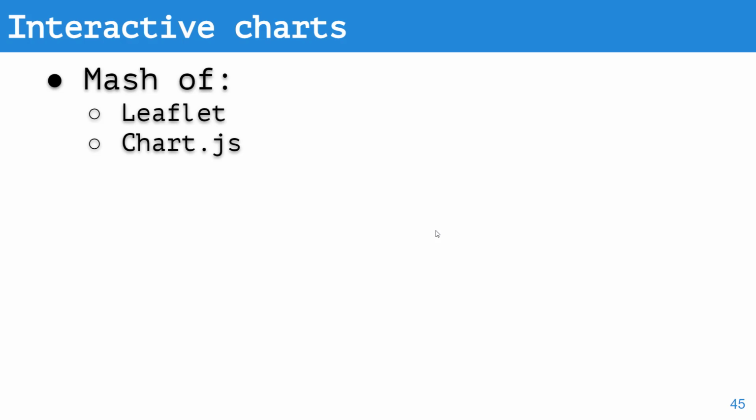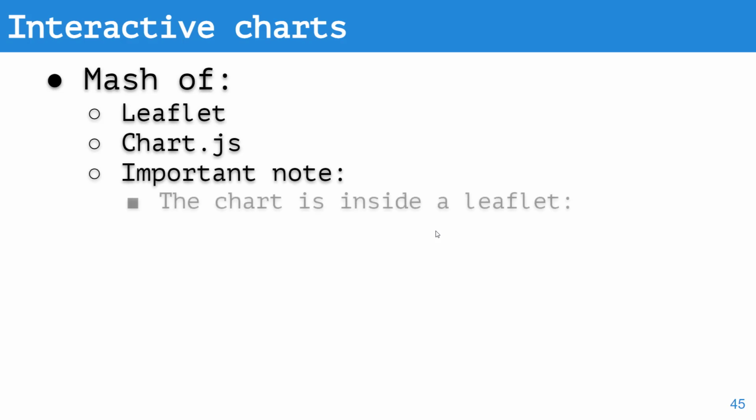So the interactive chart is a mashup of Leaflet and Chart.js, which you're familiar with. The chart is inside a Leaflet info control. Before, we would have it out in its own div. In this particular interactive chart demo, I'm going to show you two, but one of the first ones is the fact that the chart is embedded inside sort of like an info control.